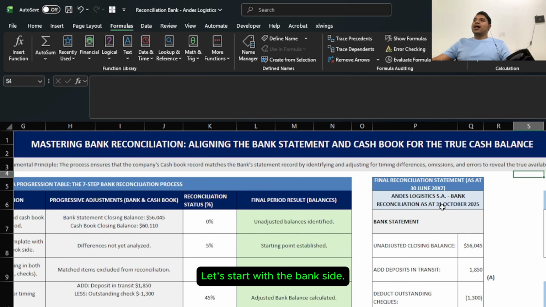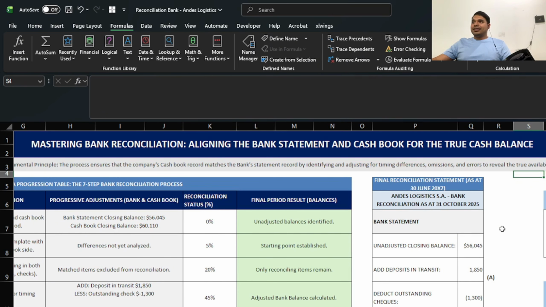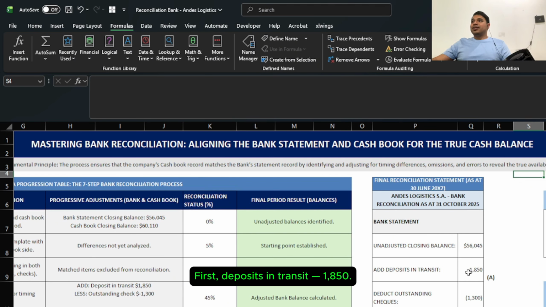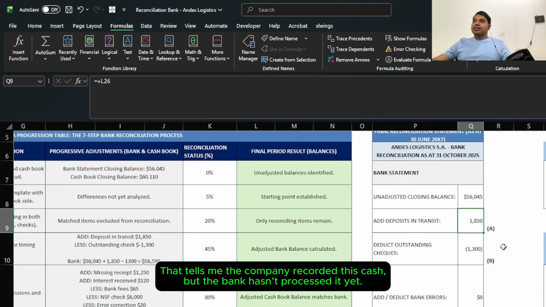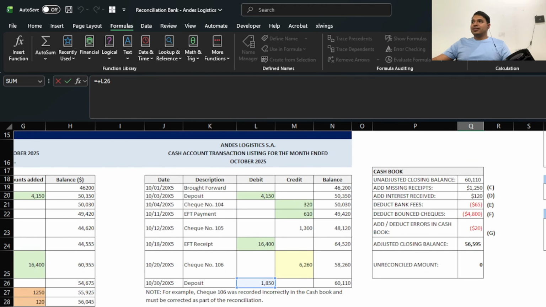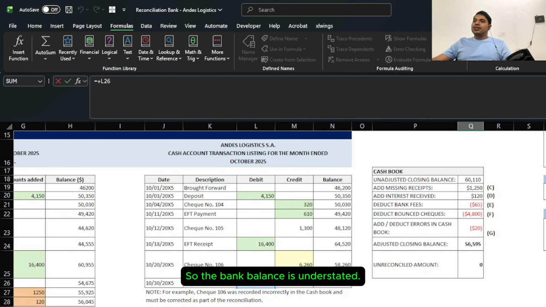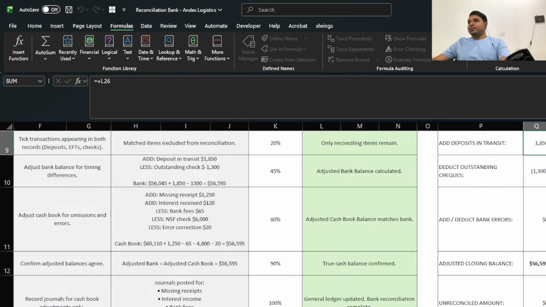Let's start with the bank side here. I'm only thinking about timing, nothing else. First, deposits in transit, $1,850. That tells me the company recorded this cash, but the bank has not processed it yet. So the bank balance is understated. For that reason, I add it.